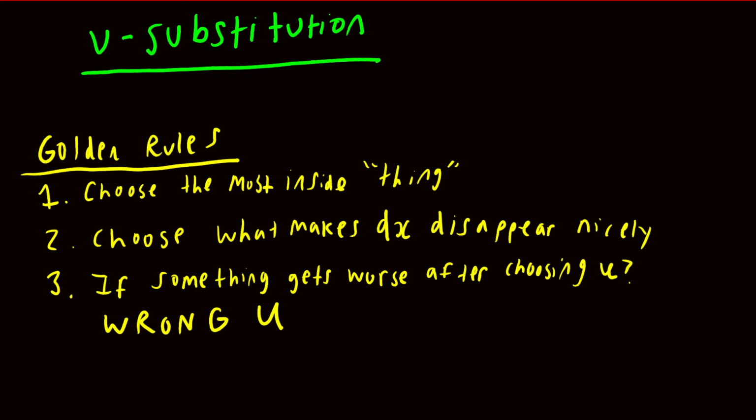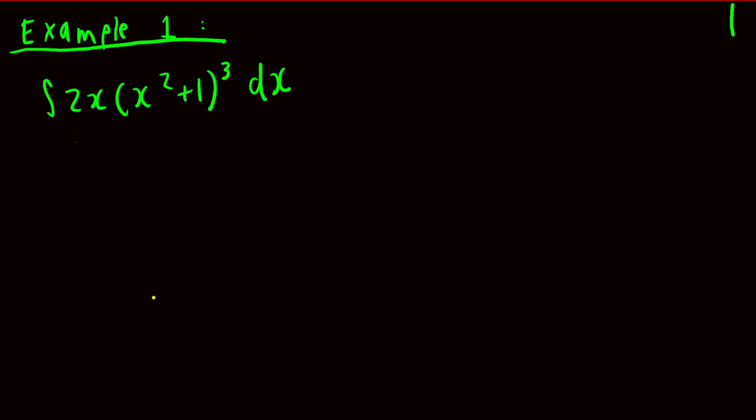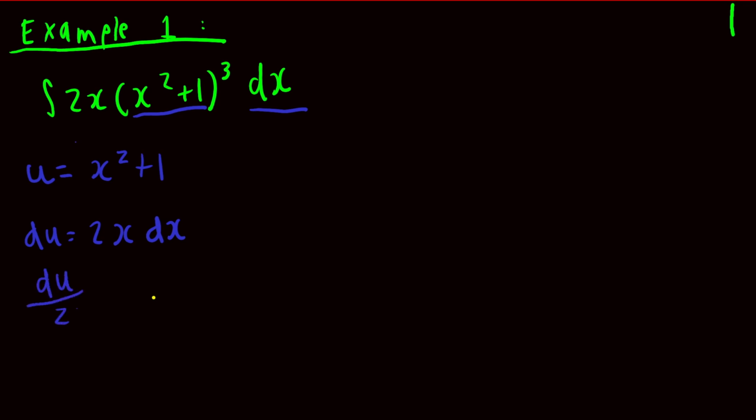Okay, so let's start with our first example. Integral 2x times (x squared plus 1) cubed dx. Well, the most inside is x squared plus 1. And if you notice, if we take the derivative of this, we get 2x, which is the outside. But let's just work this out slowly. So let's say we're going to let u equal the most inside, which is x squared plus 1. So du is going to be 2x dx. That's important. Now, we have a dx here, so we're going to solve for this dx over here. So this is going to be du over 2x equals dx.